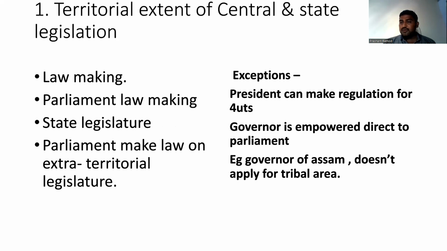Here I will summarize the topic, the law-making body: parliamentary law-making, state legislation, and the Parliament's power to make laws extraterritorially. The Parliament can make a law for any part of the territory, including states and union territories. Second, the state legislature can make a law for the whole or any part of the state. Sometimes border disputes come up, and then the state can make the law, but the Parliament's law will prevail.